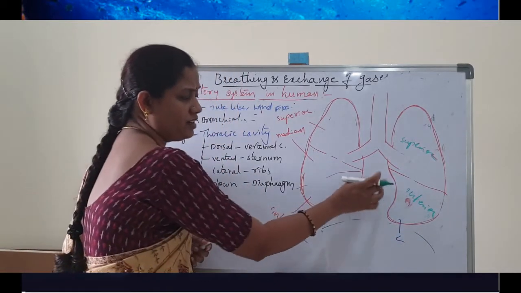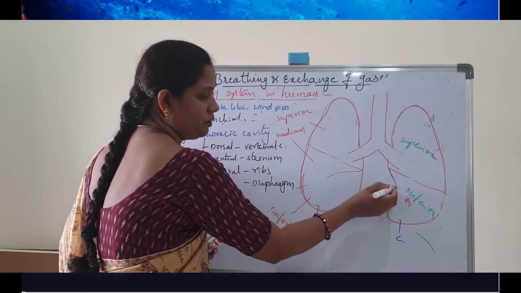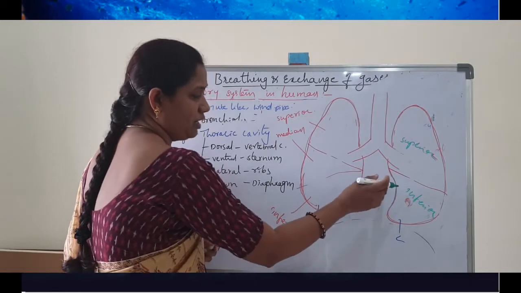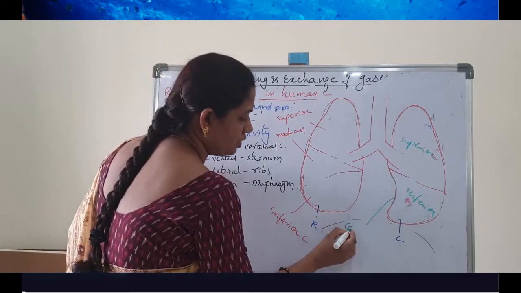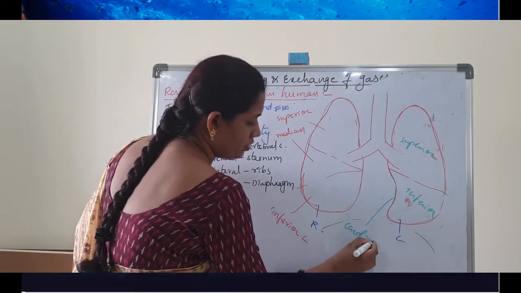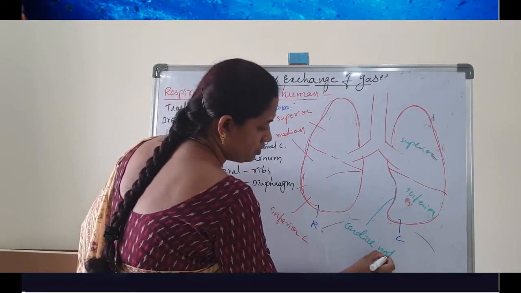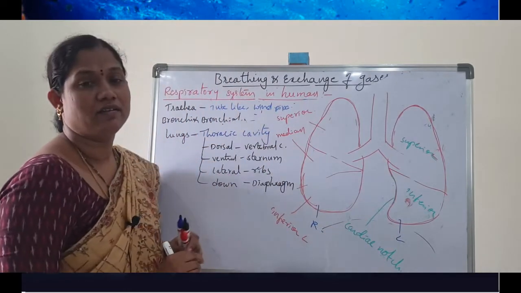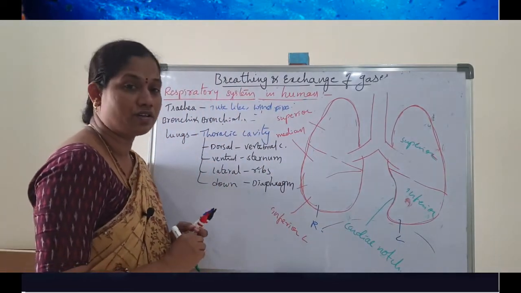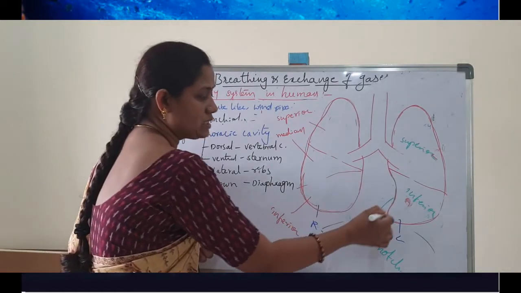Next, in the left lung a depression is present. This depression is called the cardiac notch. The heart is located here.